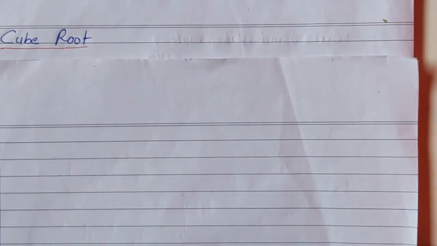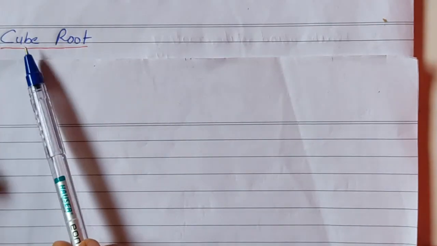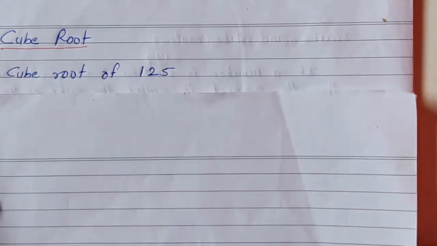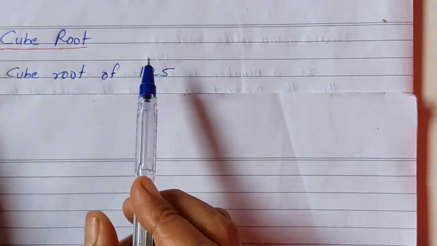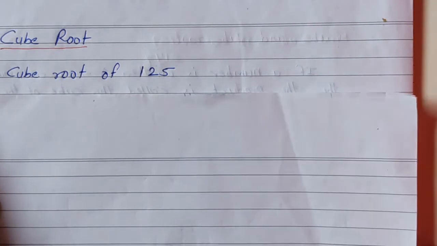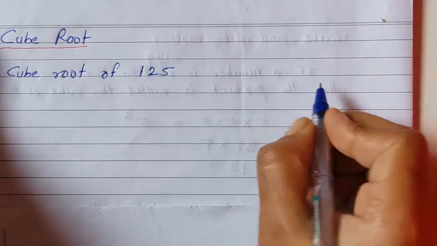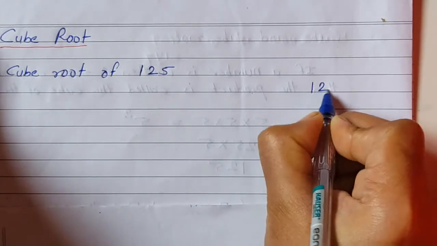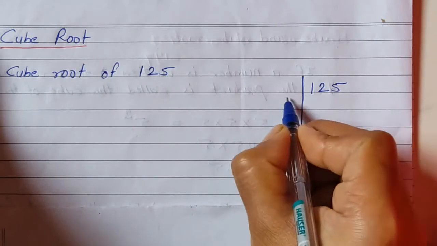Next point, cube root. Cube root is exactly the opposite action of cube. So let us first find the cube root of 125. We can find this answer by simply using the factorization method. So here I am using factorization of 125. First factorize it.